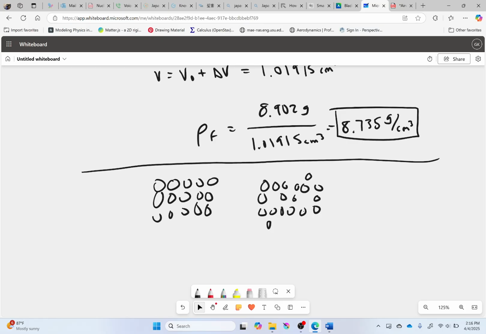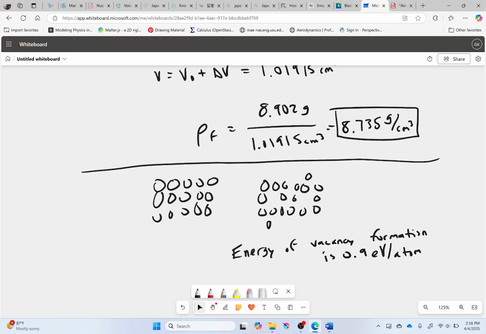Now, we will need to know a little bit more information. The energy of vacancy formation is going to be 0.9 electron volts per atom. So that's something we'll need to know. So energy of vacancy formation is 0.9 electron volts per atom. There we go. Okay.